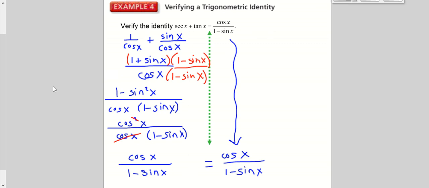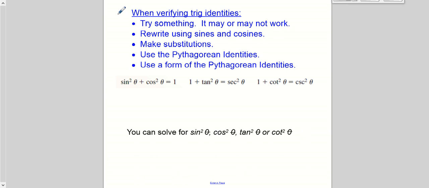All right, so let's summarize a bunch of the different things I did. When we were simplifying or verifying trig identities, the most important thing is you try something. It may or may not work. Do a substitution, but try something. Rewrite using sines and cosines only. Like tangent is sine over cosine. Cotangent is cosine over sine. Things like that. Try to rewrite other functions using sines and cosines only. You can make substitutions. Use the Pythagorean identities or use a form of the Pythagorean identities.